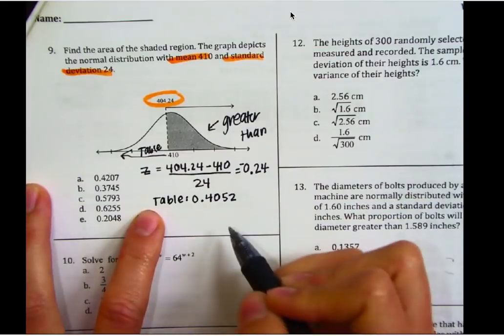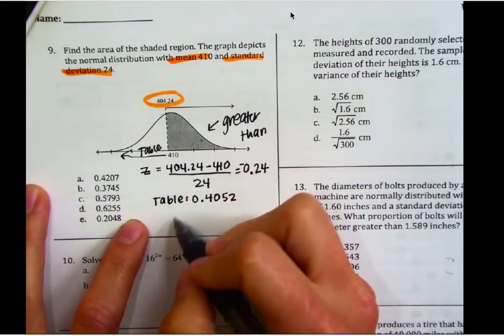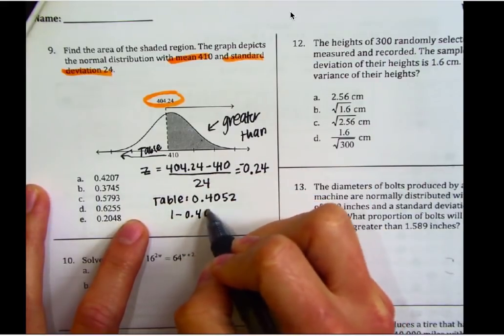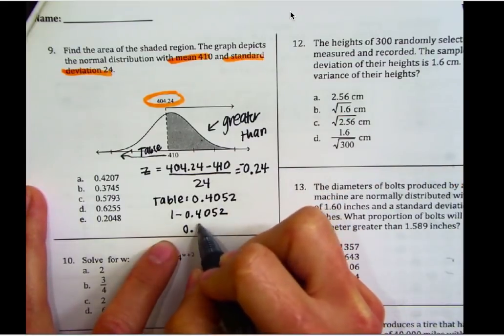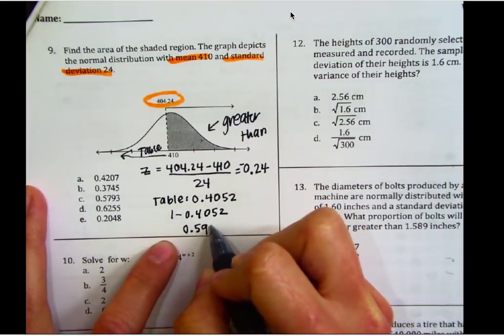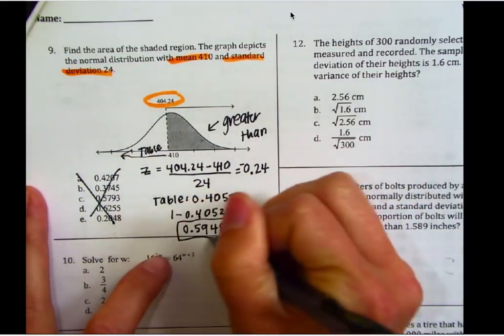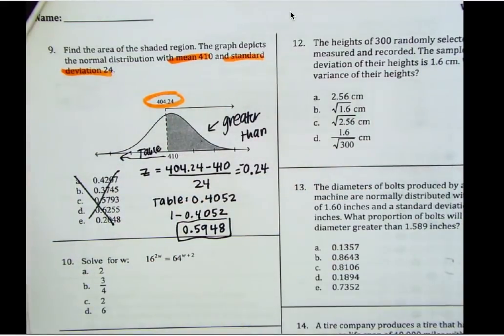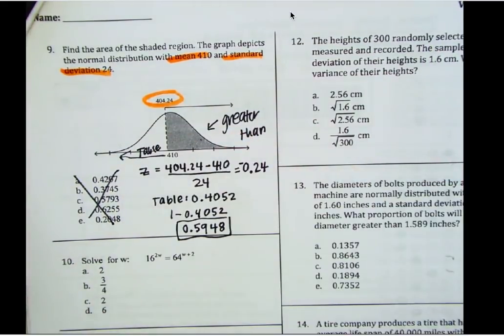So we have to do one extra step because they want to know greater than. So we will be subtracting from 1. Okay, so we get our answer of 0.5948, which again is not one of our multiple choice answers. Okay, so that's going to be our area greater than the value.